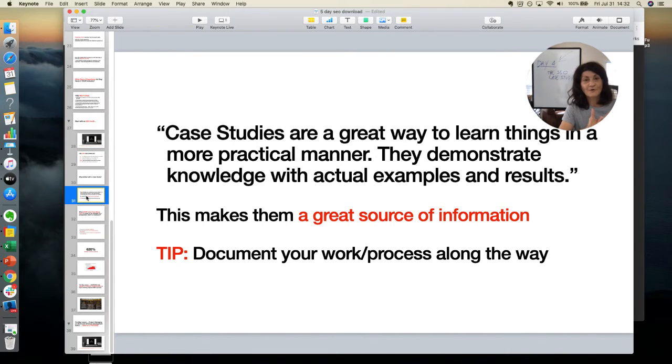They are a great way to learn things in a practical manner. One of the best ways is you're demonstrating knowledge with your actual examples and your results. You're demonstrating your subject matter expertise. You're showing whether it's a client or a future employer or someone that is interested in your expertise, you're demonstrating to them the work that was involved and the outcome of the benefit.